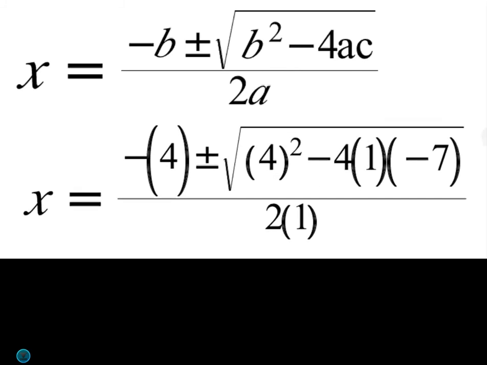All right, so here's my b term. Notice I'm using parentheses when I plug it in. There's b again, b right there. You only plug in b twice: at the negative b and at the b squared.